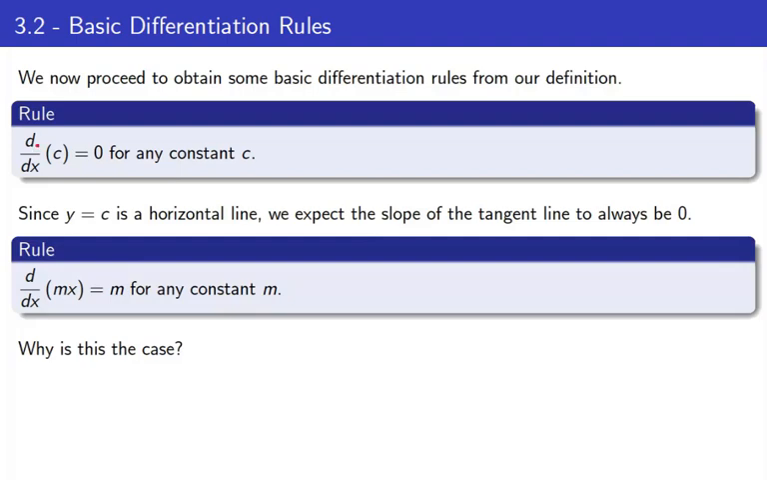Here's the first one. Remember, this notation means d by dx, and it means that you're taking the derivative of whatever comes inside the parentheses. What this says is the derivative of any constant is 0.